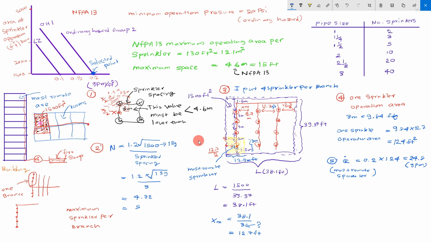Now, number 6: you have to find the K factor of your most remote sprinkler. You know the sprinkler equation: K equals Q, the flow rate, divided by the square root of P. Now your Q is 24.8 and the minimum residual pressure is 20 psi.